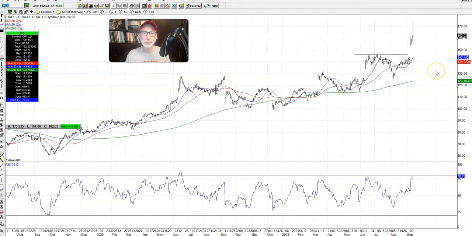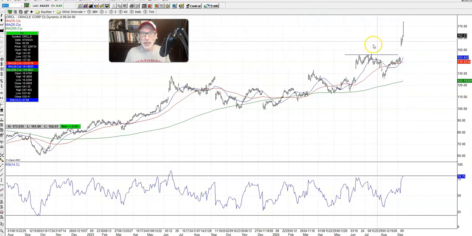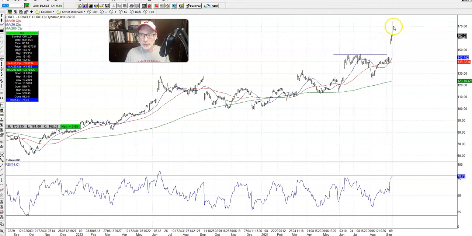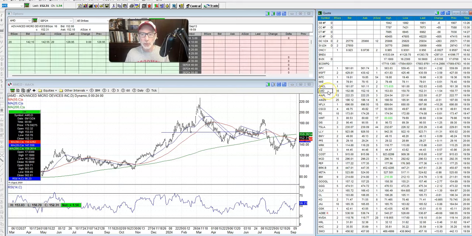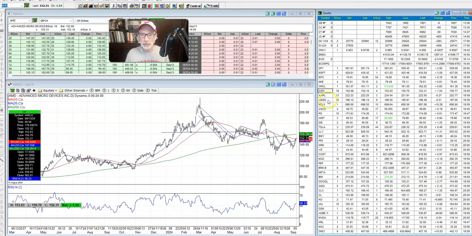I don't like to play positions before an earnings announcement because you never know which way it's going to move. This could have easily just dropped down. But now Oracle has created a new trend for itself. It's higher. It may settle back down sideways for a little bit before it starts to go on its way higher. But we have no stake in Oracle at the moment. AMD, still waiting for AMD to get off its butt there.